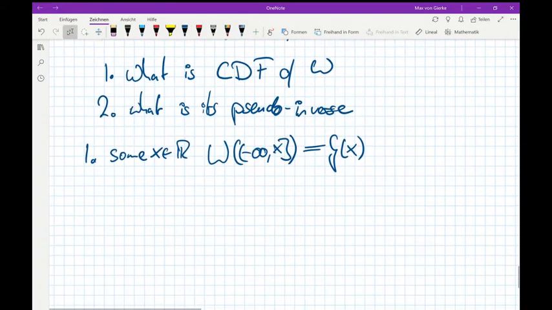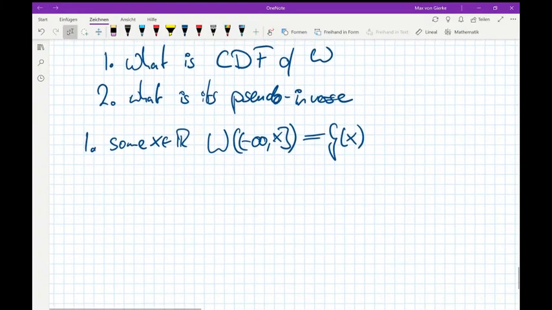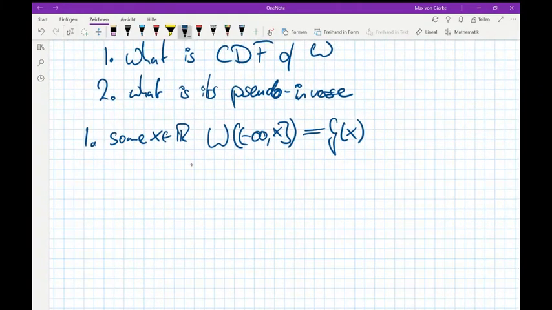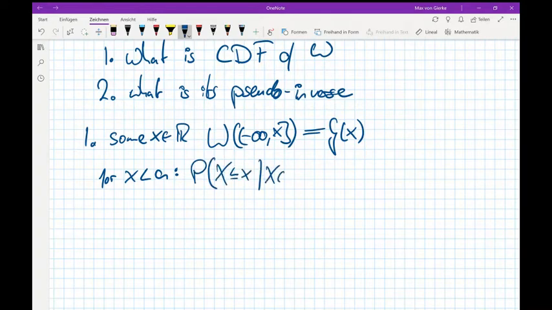Okay, so look at some different cases. For x smaller than a, what happens there? We know that P of X smaller than x conditioned on X is in (a, b), because this is our A from the definition of W.